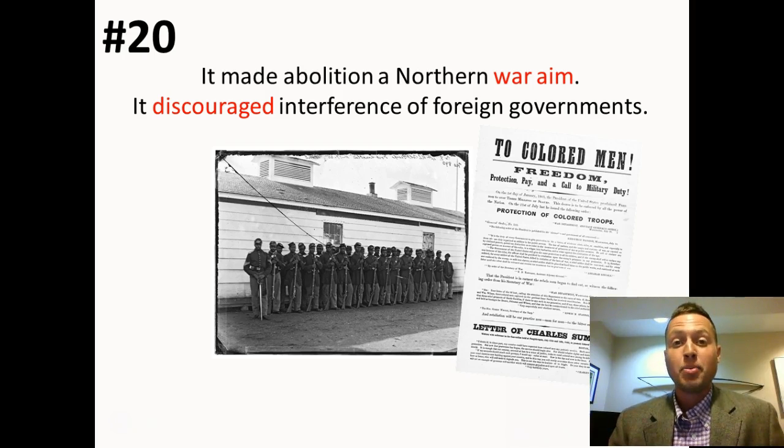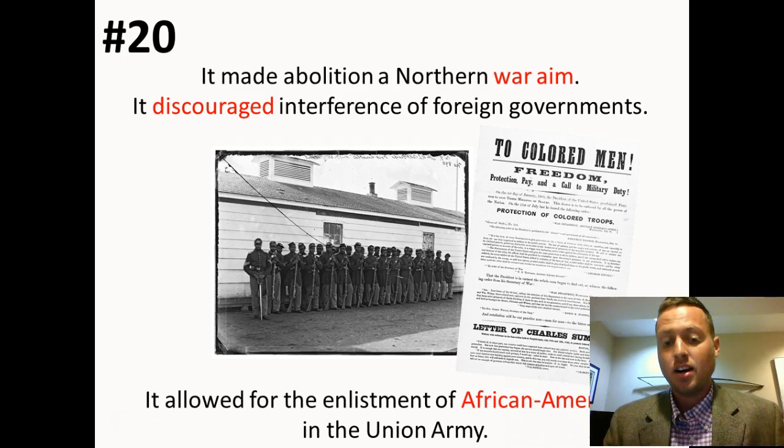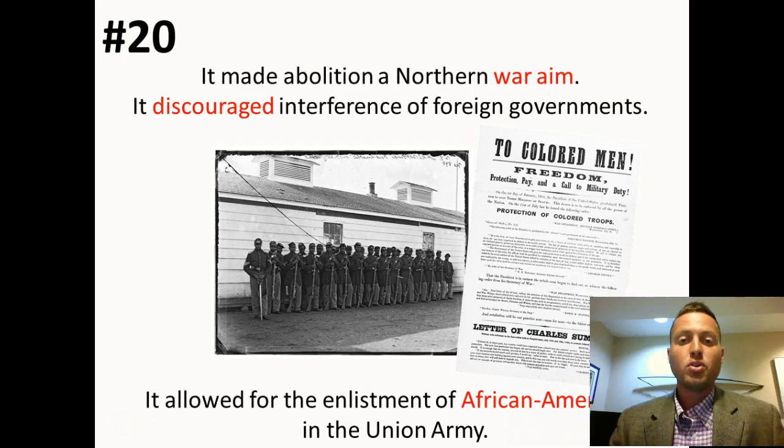It's not just about preserving the Union anymore. It's about freeing slaves. It discouraged interference from foreign governments, meaning Great Britain, you don't want to side with the Confederacy, because this war is now a war about freeing slaves. Don't be on the wrong side of history. Also, it allowed for the enlistment, write this in, of African Americans into the Union Army. African American soldiers will fight in the Union Army because of the Emancipation Proclamation. So you got no more slavery down south, and you've got African American troops.